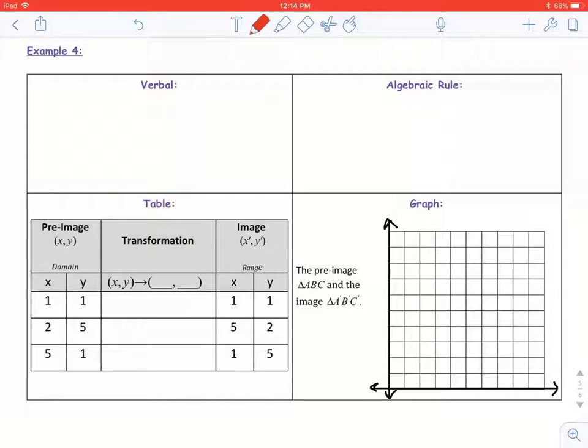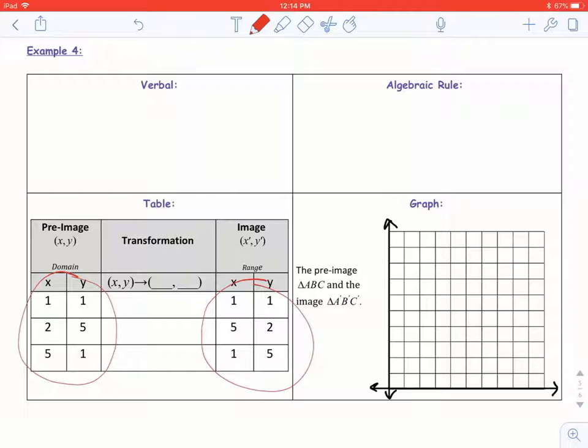Reflections example number 4. So in this example, we're given values in our table, and we need to figure out the rest of the 4 parts. So we're going to use the values given to figure out the algebraic rule, and then we'll graph it, and then we'll write out the verbal description.